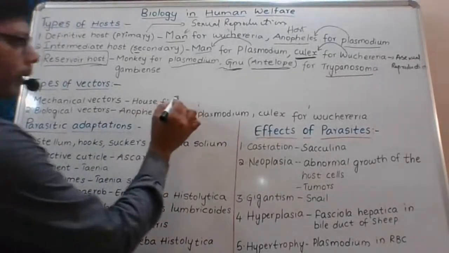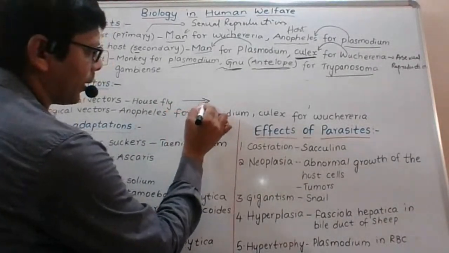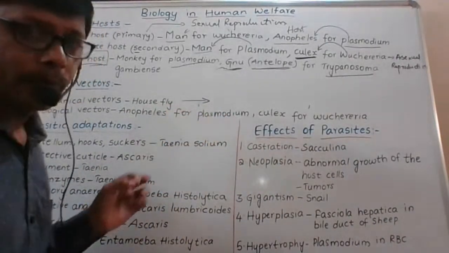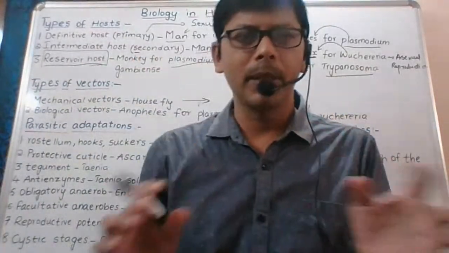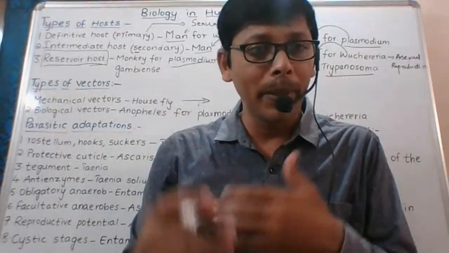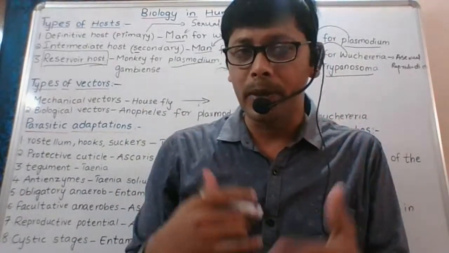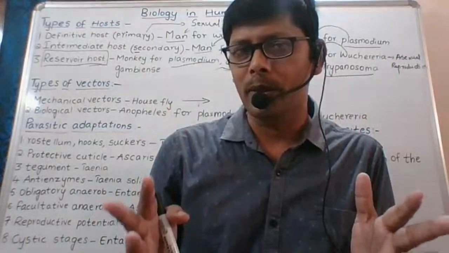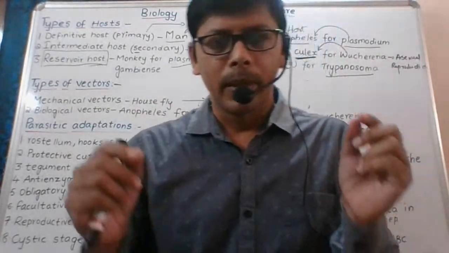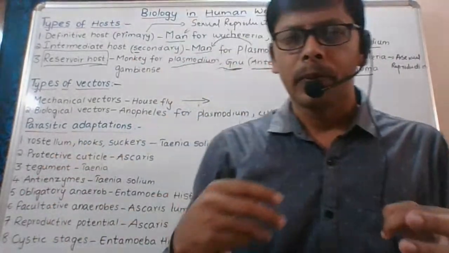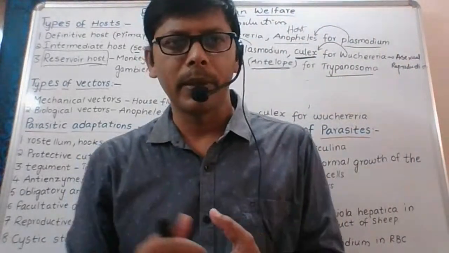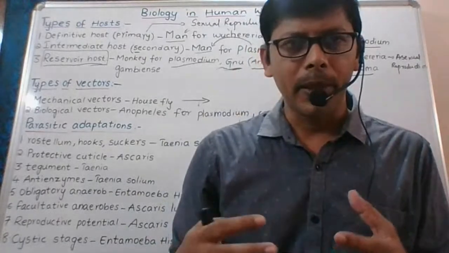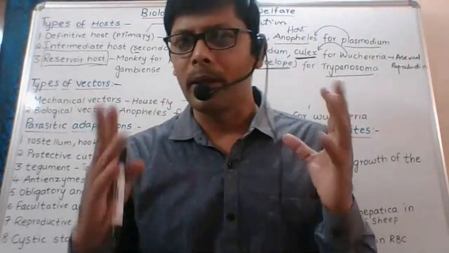Okay, mechanical vector. In this mechanical vector, the vector which transmits a disease merely transmits it, but no development of the parasite takes place in the host. For example, a person is suffering from cholera. Cholera is caused by a bacterium called Vibrio cholerae.